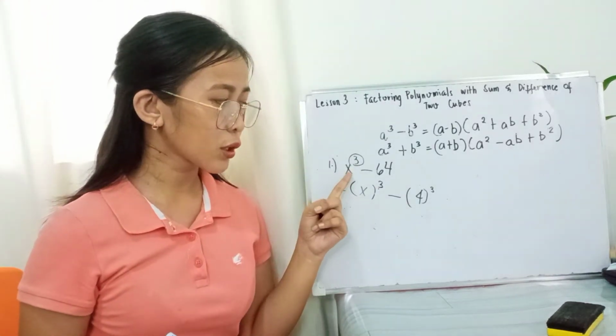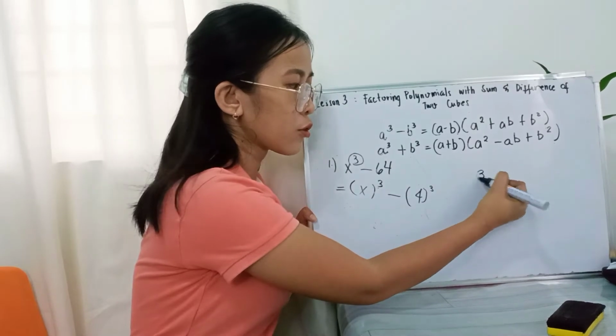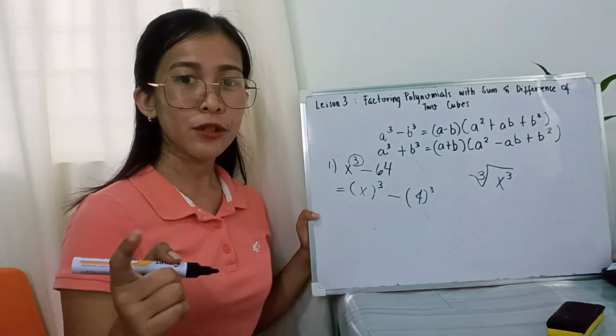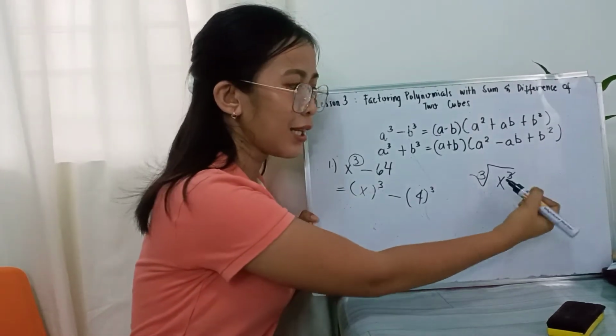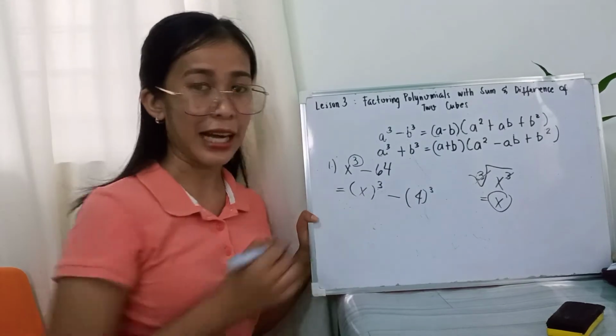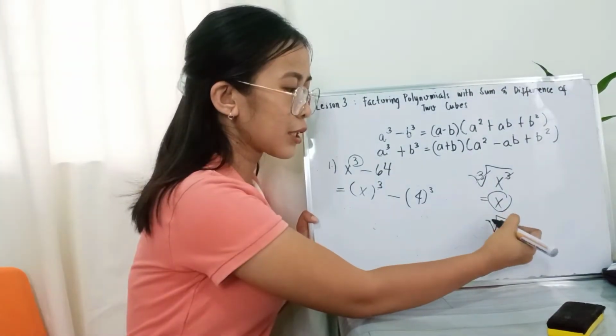Kuhanin ninyo lang yung cube root ng dalawang term. Like, for example, we have cube root of x cubed. Cube root of x cubed, you're just going to cancel, and then x na lang ang natira. Si 64 naman, pwede ninyo ding gawin ganito.